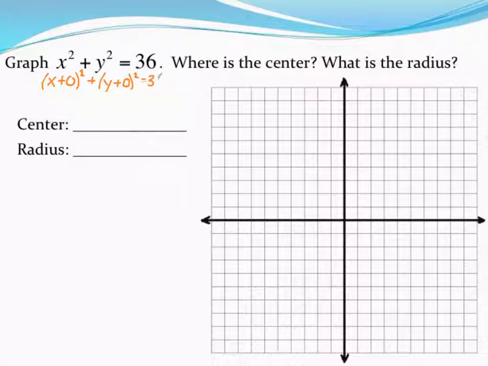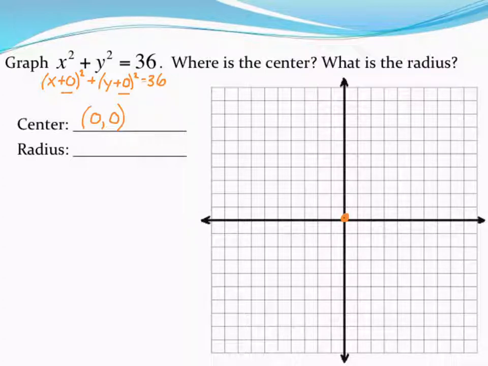Once I've written the equation in this format, my center is always going to be made up of those two numbers right there. I need to make sure I take the opposite of those numbers. However, for 0, it doesn't matter. There's no such thing as negative 0. So the center of this circle is going to be located at (0, 0), or the origin. So I'll put that point on my graph. Now, it's important to know that that's going to be the center, so the circle will not go through that point. It's going around that point.